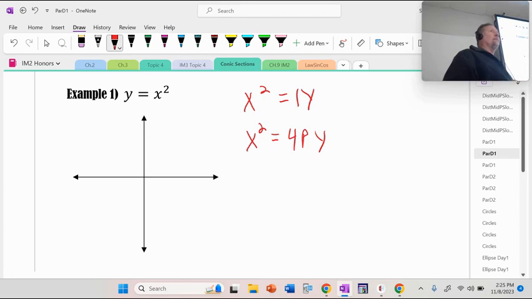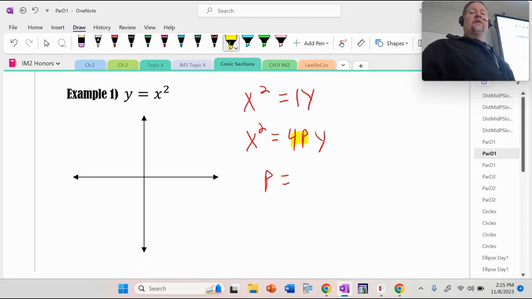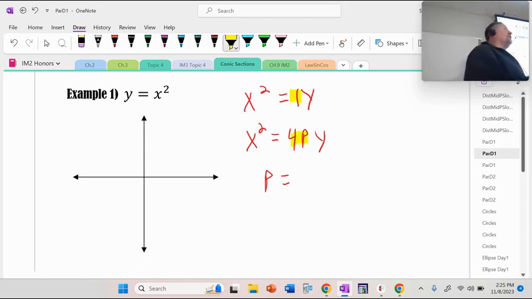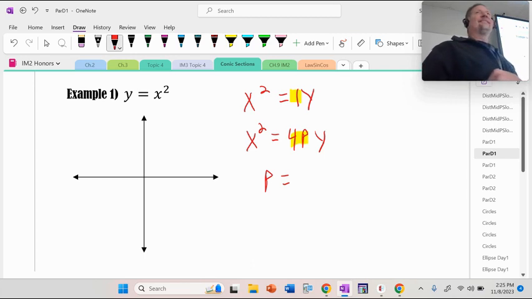I bet you someone will be able to do this. What is p? Don't say it yet. What is p then? Now all you have to do is compare this and compare this and then see what P is in your head there. 3, 2, 1, go. Oh, nobody got it. No, it's a fraction. 1/4. P is 1/4. How do you do this?